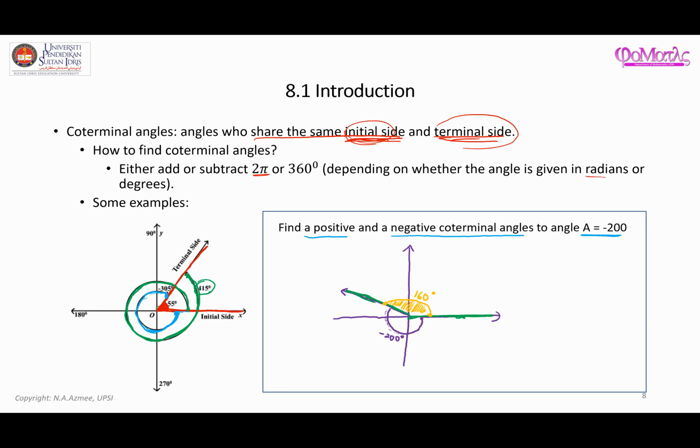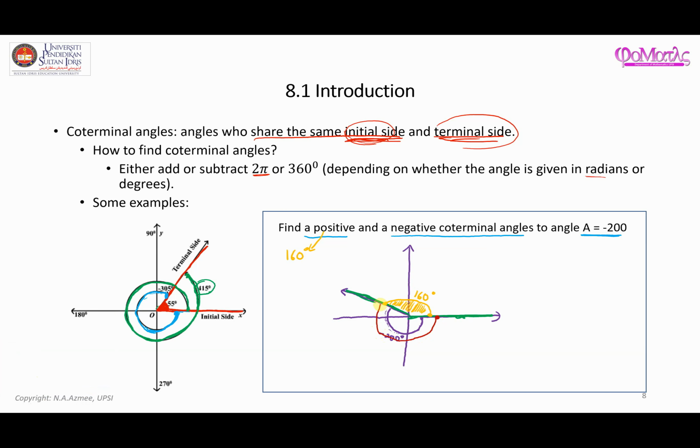Next, okay, so we have managed to find this answer. The positive angle is 160 degrees. Now, how about another angle, which is negative angle, negative coterminal angles? For negative coterminal angles, it has to start from this side, similar side, and it's going down in this direction because it says it's looking for a negative angle.